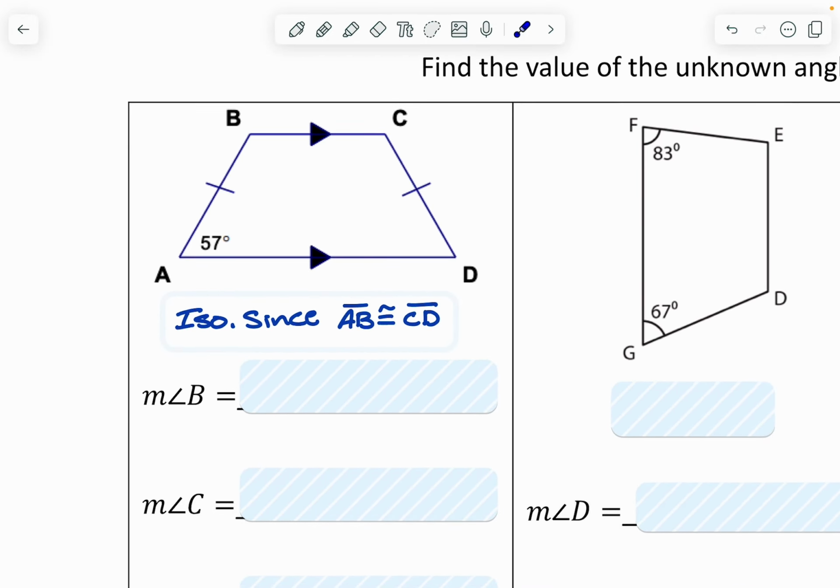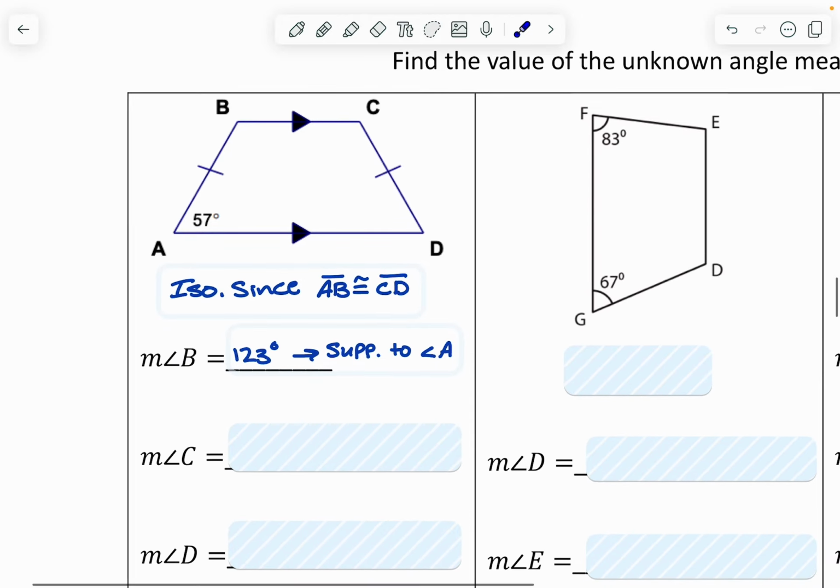Measure of angle B. I'm only given angle A. I can find every other angle in this picture just by being given angle A. I'm looking for angle B. I know that in any trapezoid, the adjacent angles, again, not the base angles, but the adjacent angles are supplementary. So I know that angle B is 123 because it's supplementary to angle A.